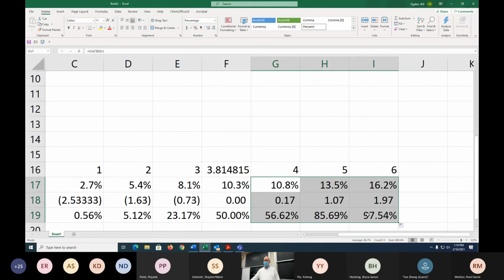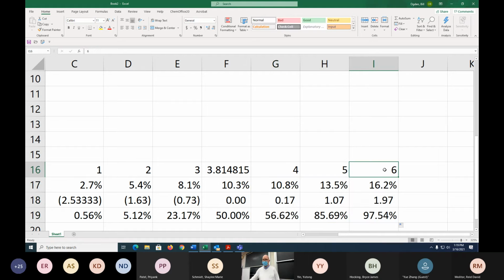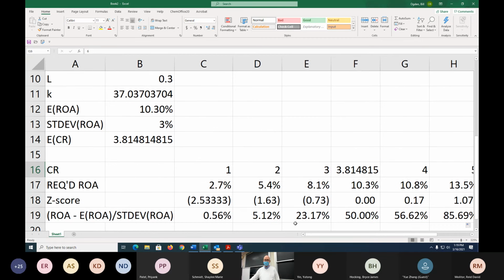So all I know from this is that there's a 98% probability that this company's EBIT will be less than 16.2%, right? Or that they will cover less than 6 times. Okay, but what's the one you're concerned about? The big concern is this one. What's the probability that you'll be unable to cover? You can't pay your interest. And it's quite small for this company, isn't it? All right.